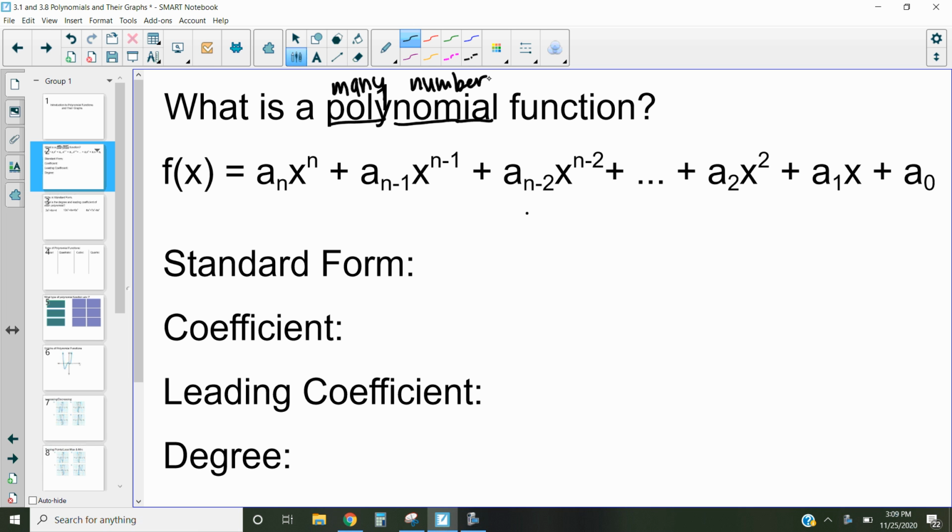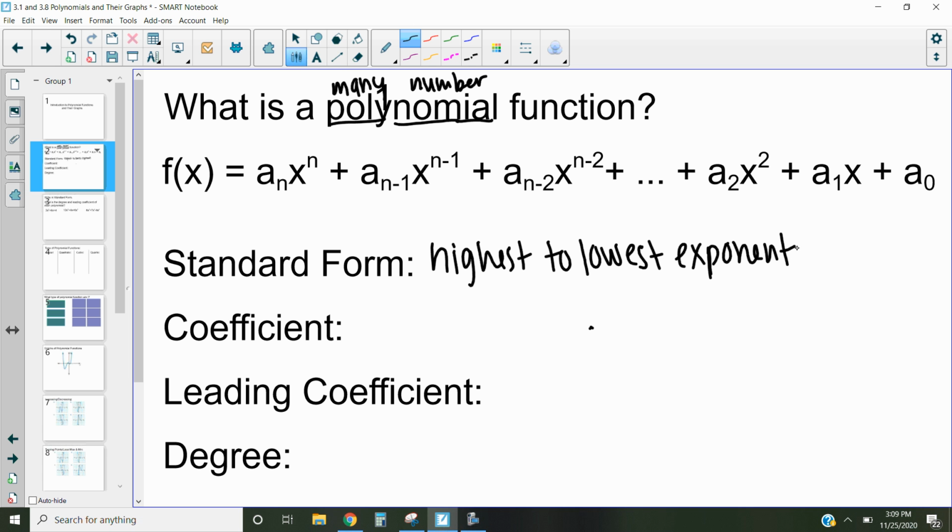So a polynomial is typically broken down into some sort of form like this. f of x equals a sub n times x to the n plus a sub n minus 1, x to the n minus 1, a sub n minus 2, x to the n minus 2, all the way to a sub 2, x squared, a sub 1, x, a sub 0. Now, this is really important because this appears in standard form. So what standard form means is that we go from highest to lowest exponent. And you can kind of see that's what this is doing here.